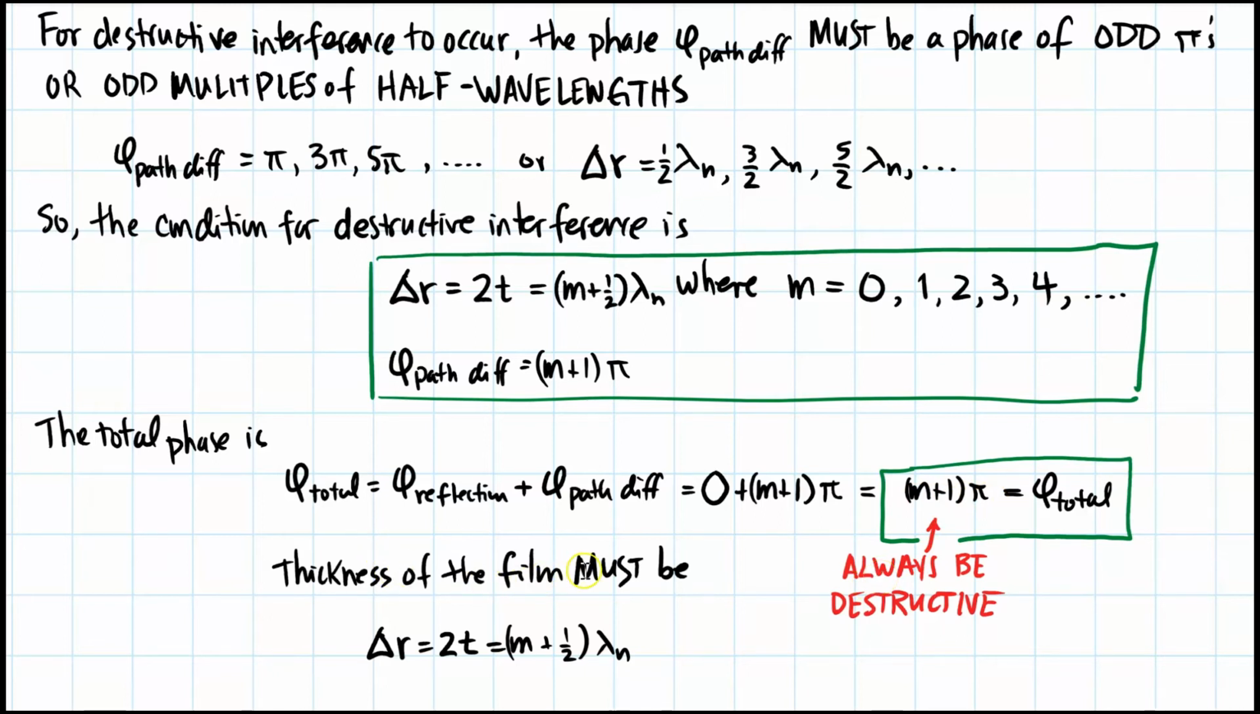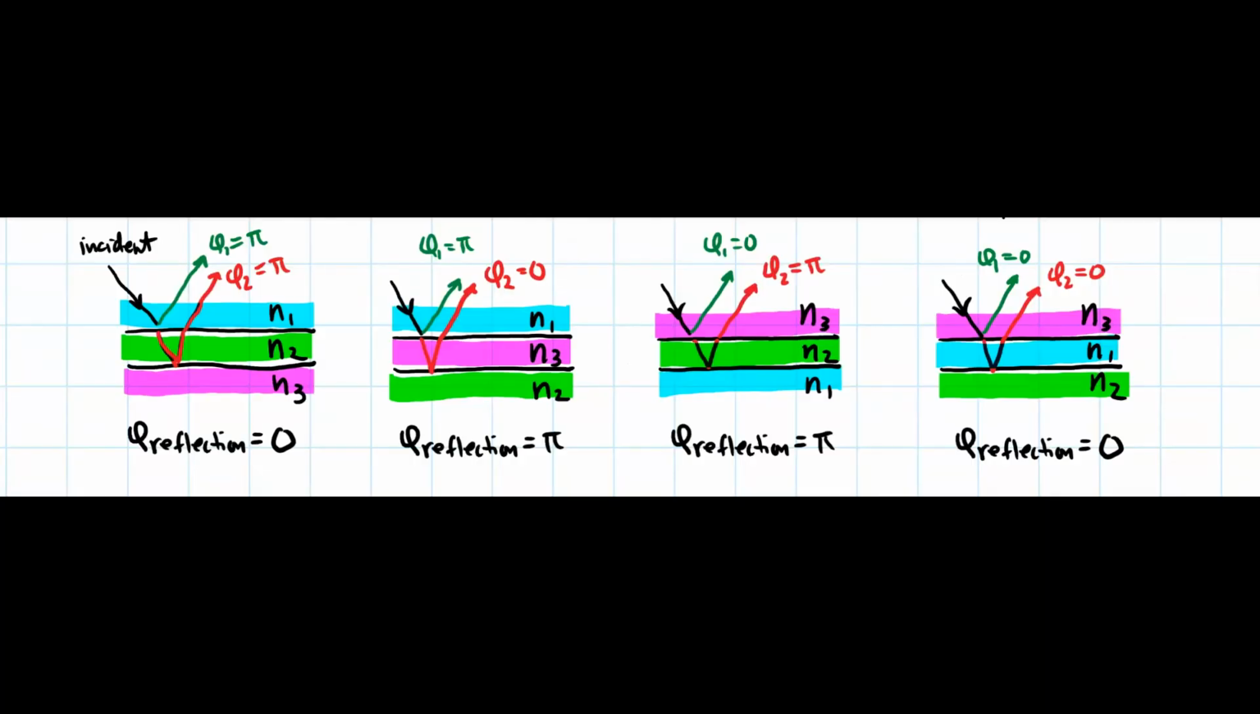The thickness of the film then must be, in order to be destructive, odd 1/2 multiples of the wavelength. Now there are only 2 possible cases. Case 1, that we just looked at, had a phase of reflection of 0, and you could see that the first and the fourth case have a phase of 0. But if you look at the second and the third case, they have a reflection phase of pi. So now this is the second case that I want to look at.